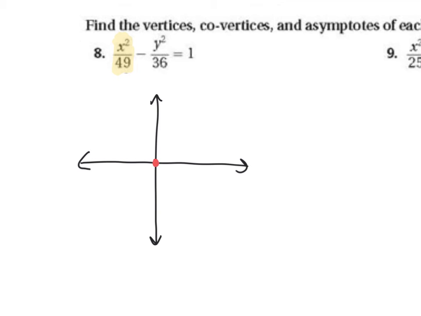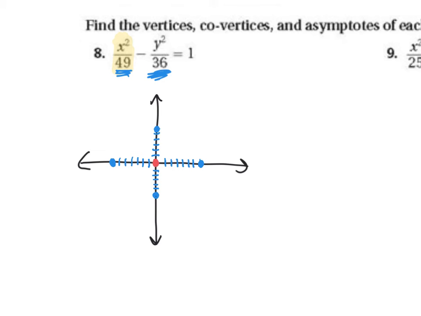Okay, since it is horizontal, we're going to take 49, we're going to square root it, and we're going to go 1, 2, 3, 4, 5, 6, 7. That's one point, that's the vertex. 1, 2, 3, 4, 5, 6, 7. That's the other vertex. And then along the y, it says to go 6, because it's the square root of 36. 1, 2, 3, 4, 5, 6, and again 6 the other way.